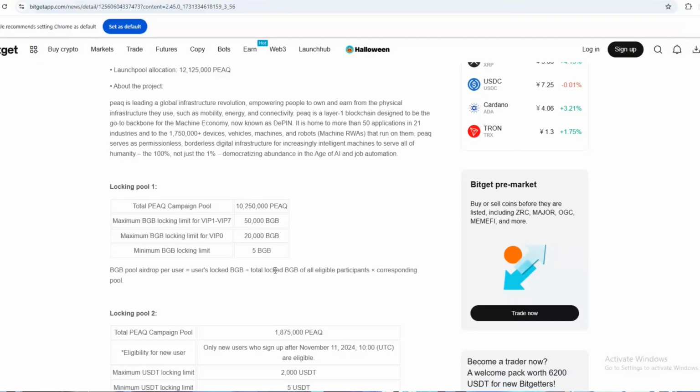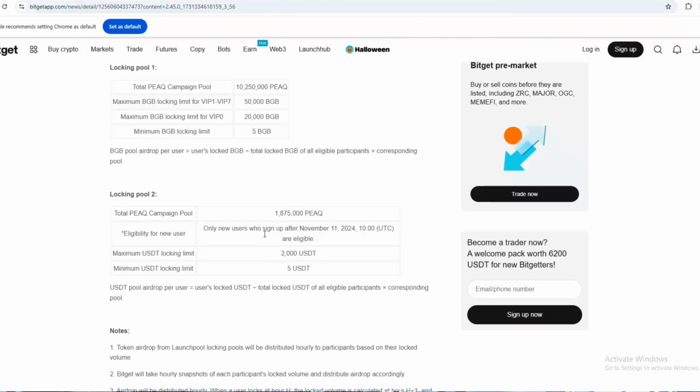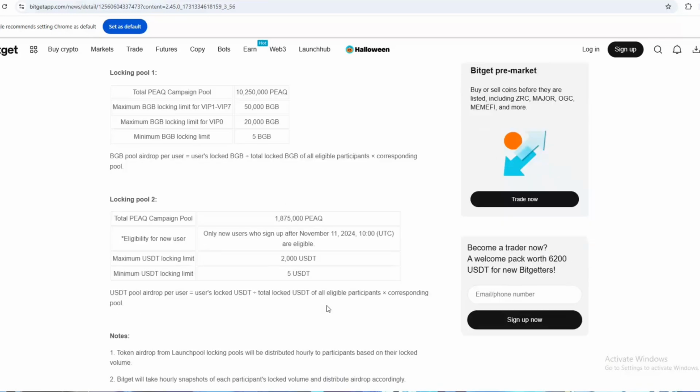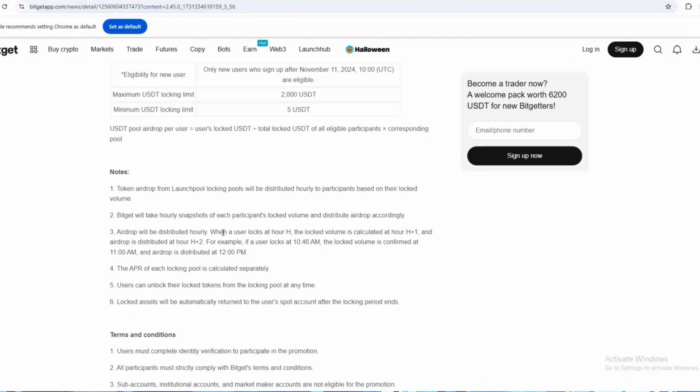If you lock this amount, you get this amount. This means that if you lock 20,000 BGB, or 10,000 BGB, that amount will be calculated and distributed to your account. Bitget will take an hourly snapshot of each participant's lock volume and distribute the airdrop accordingly. The airdrop will be distributed hourly, based on the user's lock volume at that hour.